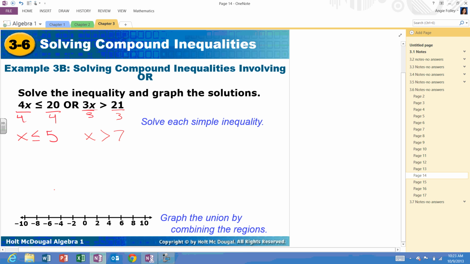Okay, so I've got two inequalities. Now we're going to graph them separately. X is less than or equal to 5. I'm going to do a solid circle at 5, and it says x is less than or equal. Okay, so it's everything to the left. And then x is greater than 7. We're going to do an open circle at 7, and then it's everything to the right, since it's everything greater than. So there is your compound inequality for that one on a graph.